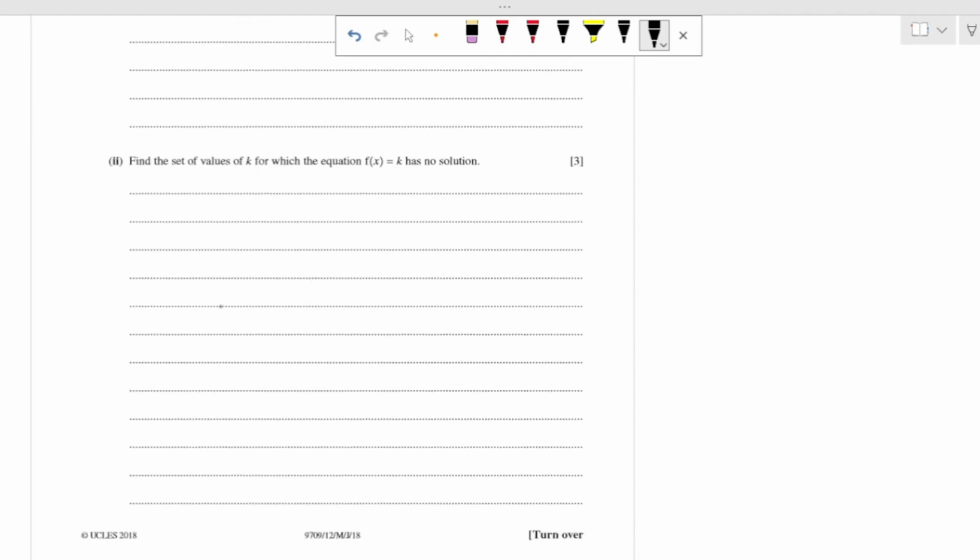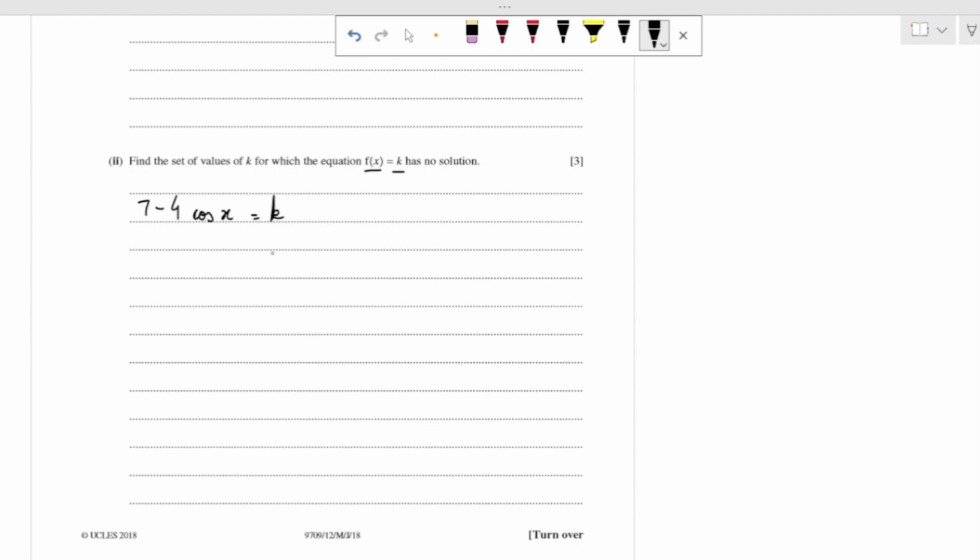Part 2. Find the set of values of k for which the equation f(x) = k has no solution. First of all, let us write what the question is asking us exactly in the form of an equation. 7 − 4 cos x. Why 7 − 4? Because now we have actually got the values of a and b, so we just substitute them back into the equation. 7 − 4 cos x, which is the f(x) equation, will be equal to k.